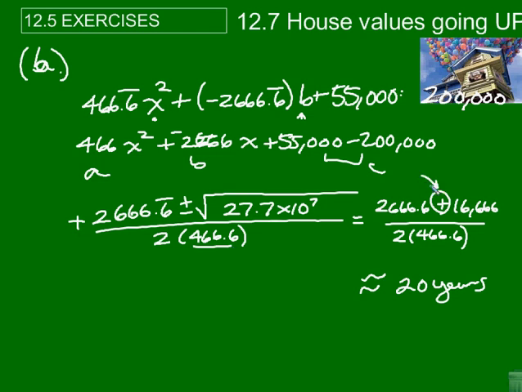And so I get 2666.6 plus 16,666 over about 900. And if I divide all that out, I get roughly 20 years. So the quadratic is gaining rapidly. It was going to take Grandpa 72 years in the linear. Here it would only take 20.